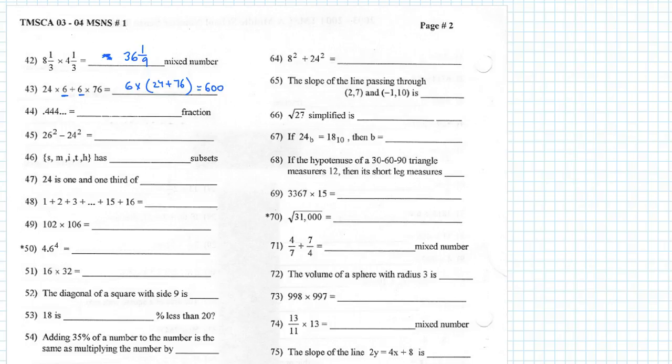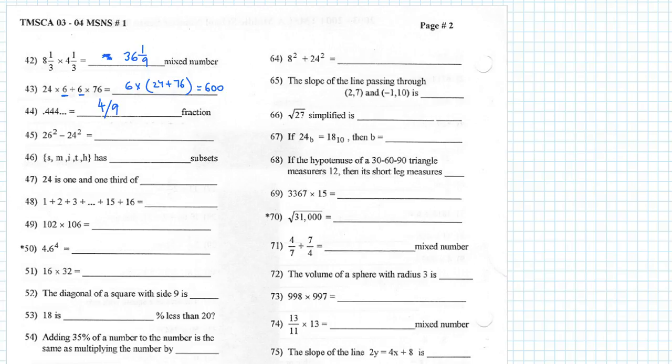Question 44. 0.444 recurring is equal to what fraction? So if x is equal to 0.444 recurring, 10 times x will be equal to 4.444 recurring, right? And when you take the difference between the second and the first, you get 9x is equal to 4. So therefore x is equal to 4 divided by 9, right?